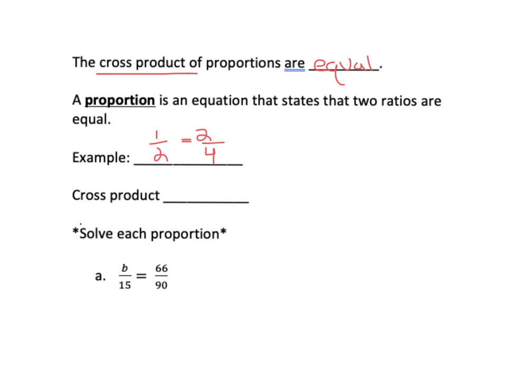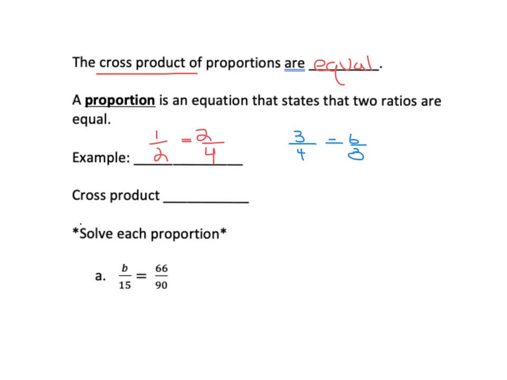Another example would be something like this: 3/4 is the same as 6/8. Again, when you reduce these fractions down to their simplest form, you get the same fraction, just written a different way. Okay, so the cross product is a way that we can solve a proportion. So let's do a quick example of that.